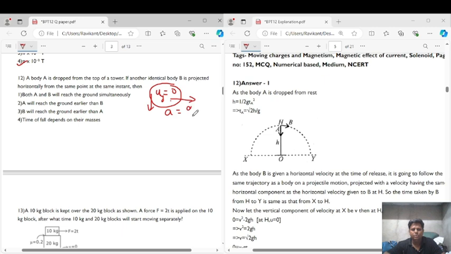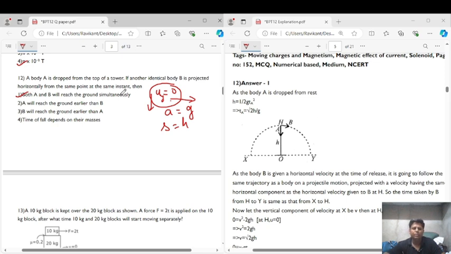Acceleration is equal to g for both the cases. Displacement is the same height for both the cases. Therefore, both the bodies will reach the bottom at the same time. So the options say that both A and B will reach the ground simultaneously. Yes, so this is the answer. Let's see the other options also. A will reach the ground early? No. B will reach the ground earlier? No. Time for the fall depends on the mass? No.